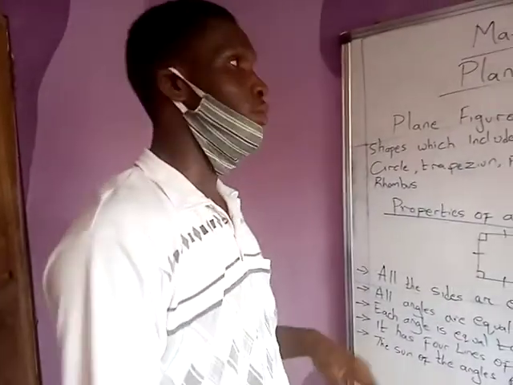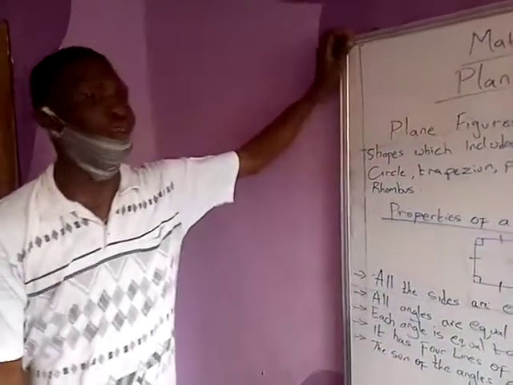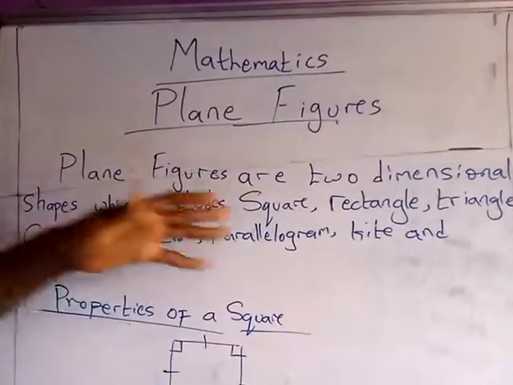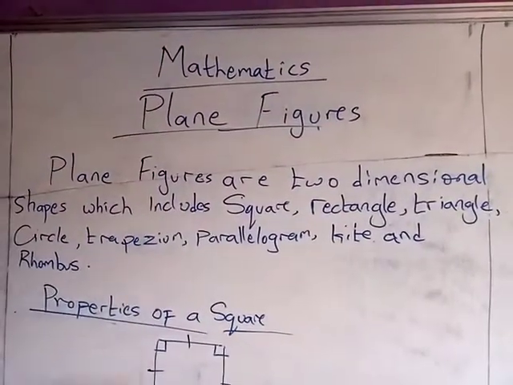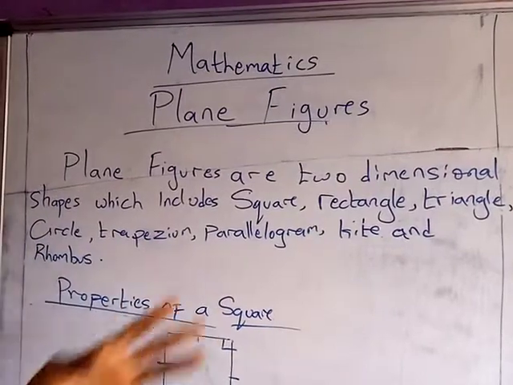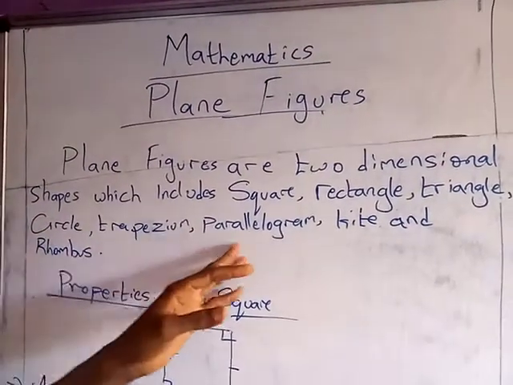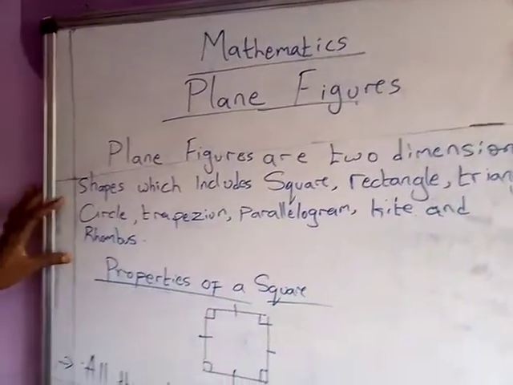Today, we'll be talking about this particular topic, plane figures. What are plane figures? Plane figures are two-dimensional shapes, which include what? The square, the rectangle, the triangle, the circle, the trapezoid, the parallelogram, the kite, and the rhombus.